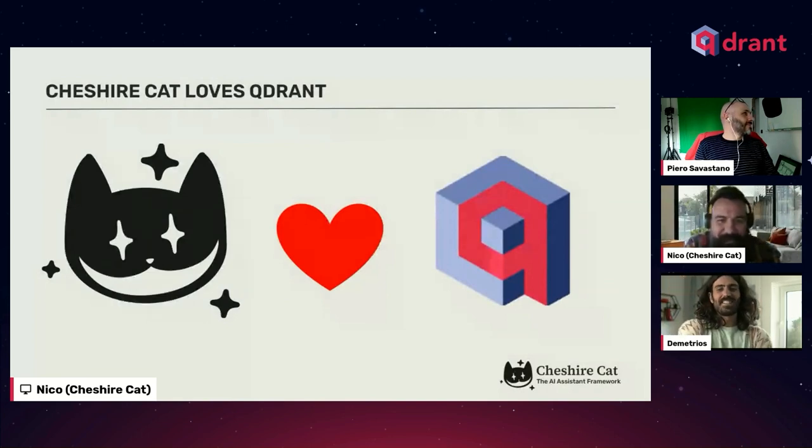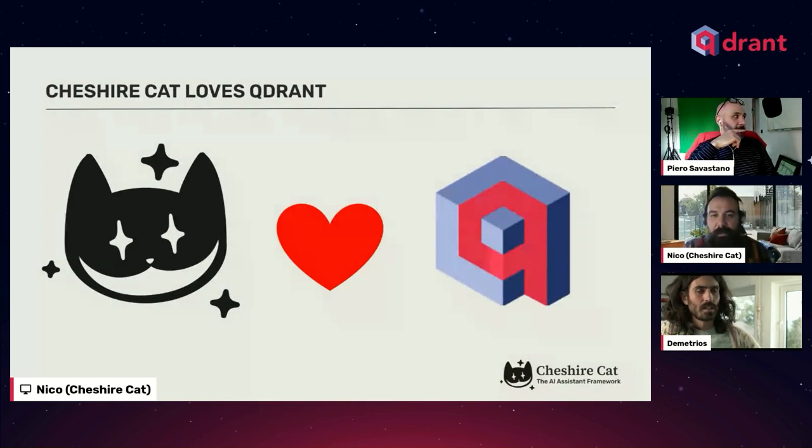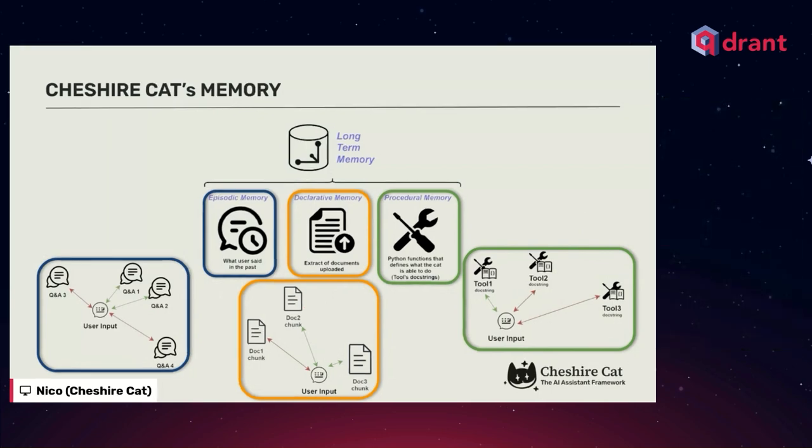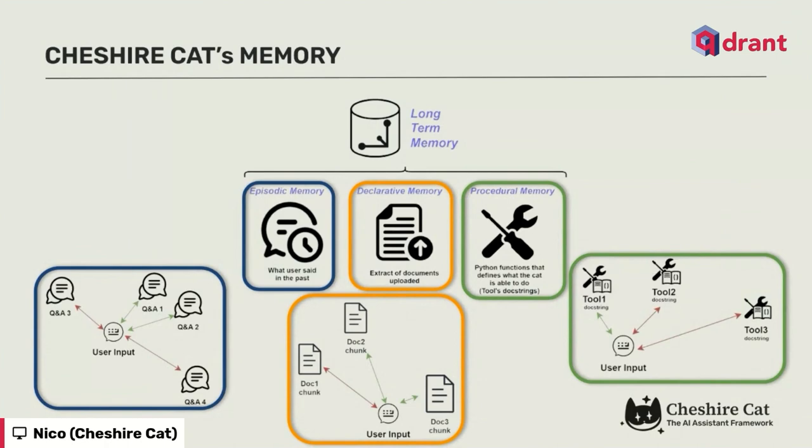Okay. Qdrant is the vector DB of the Cheshire Cat, and now I will try to explore the features that we use in Cheshire Cat. The first slide explains the cat's memory, because Qdrant is our memory. We have a long-term memory in three parts: the episodic memory, where we store and manage the conversation, the chat; the declarative memory, where we store and manage documents; and the procedural memory, where we store and manage the tools.